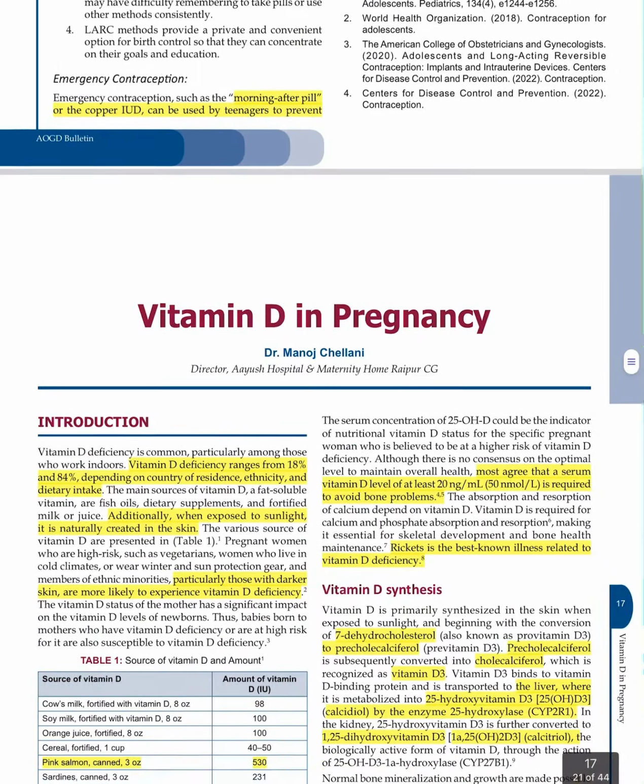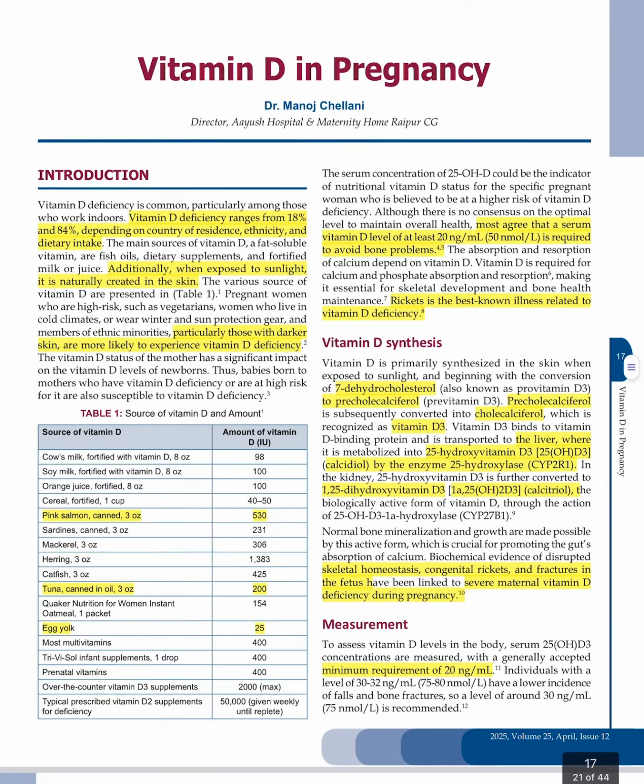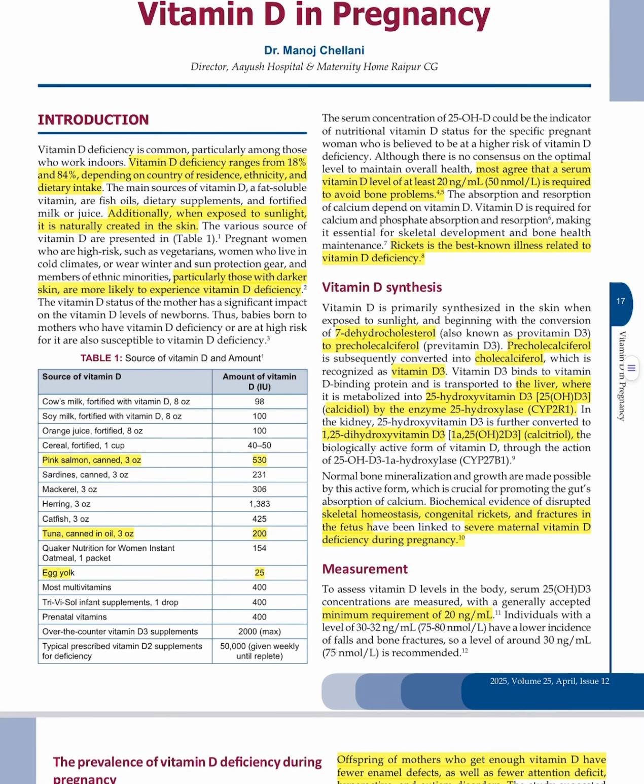Next topic of discussion is vitamin D in pregnancy. It is a very, very important topic, and I'm expecting this question in upcoming theory exams. So vitamin D deficiency ranges from 18 to 80%. Remember that. It depends upon residence, ethnicity, dietary intake, and all. The amount of sun exposure is also important because many people are at high risk, like vegetarians, those who live in cold climates, wear winter sun protection gear, and those of dark-skinned ethnicity, who are more likely to have vitamin D deficiency.